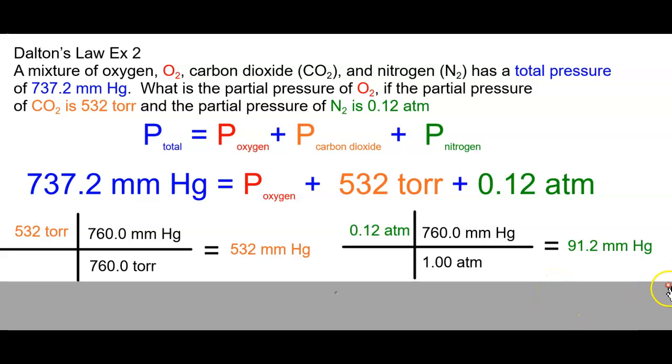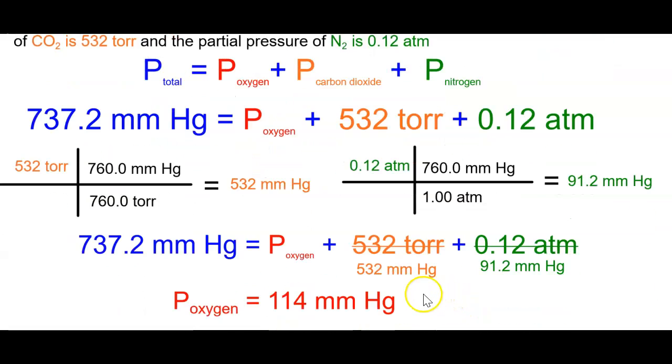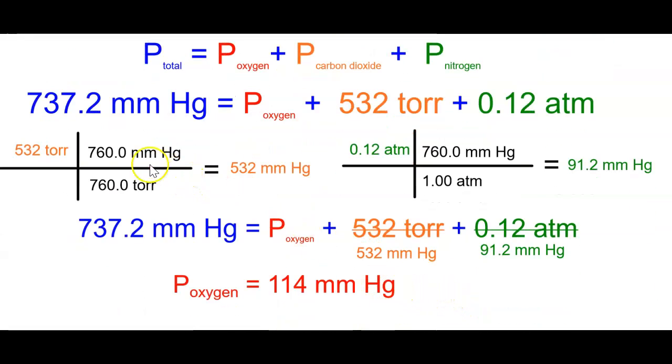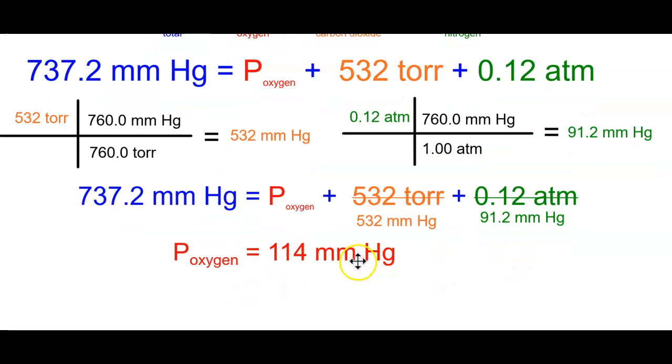Okay, so then we're going to go to the next piece here and show you that I'm substituting in my conversions. We had changed this from 532 torr to 532 millimeters of mercury, and we had changed this from 0.12 atmospheres to 91.12 millimeters of mercury, so I substituted in. I added these two and subtracted them over. In other words, I try to get PO2 by itself. So 737.2 minus 532 minus 91.2, and I get 114.